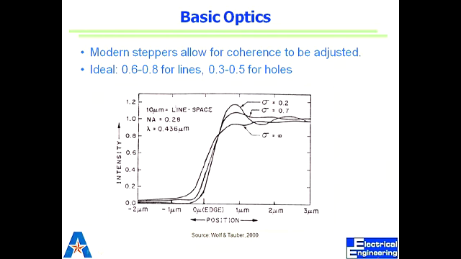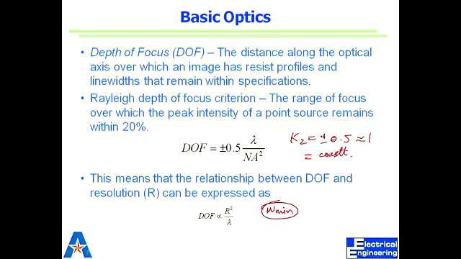So what do modern steppers do? They adjust for coherence. They have sigma around 0.6 to 0.8 for lines and 0.3 to 0.5 for poles. So that number is much more controlled now with modern steppers.